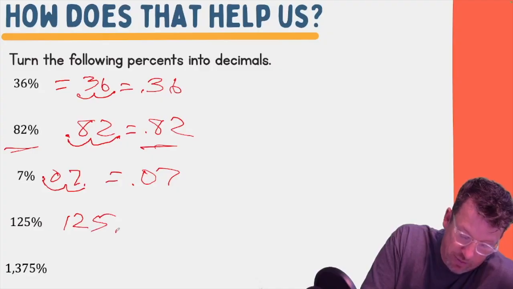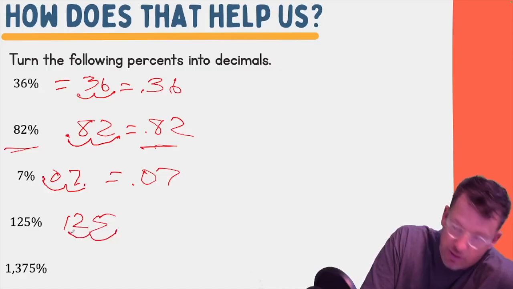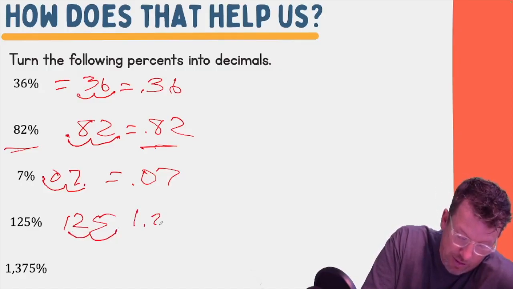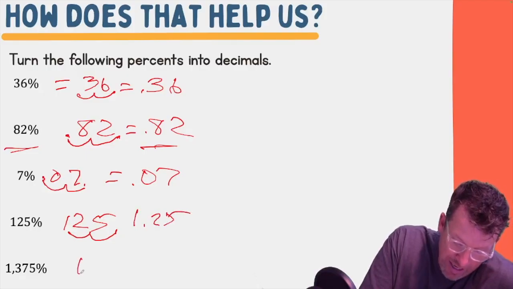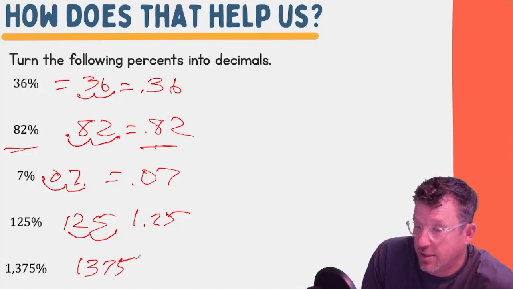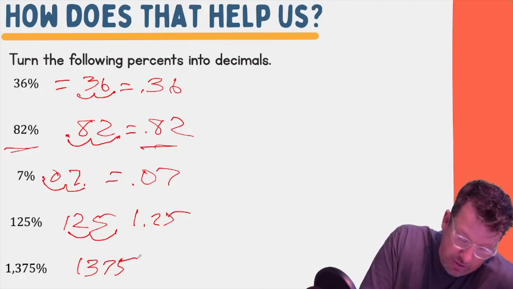125%. Where's the decimal? It's at the end. Move it 2 to the left because we're dividing by 100. So it's 1.25. 1,375%. Goodness gracious. It's still just over 100, right? So we move the decimal 2 to the left and we equal 13.75.